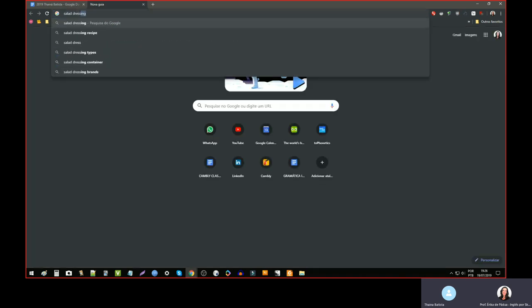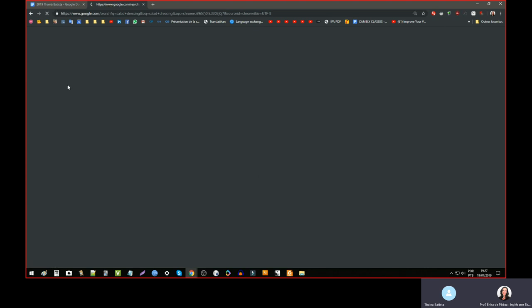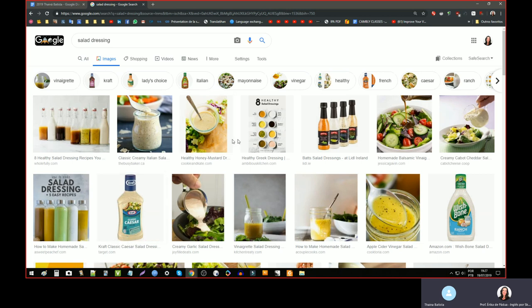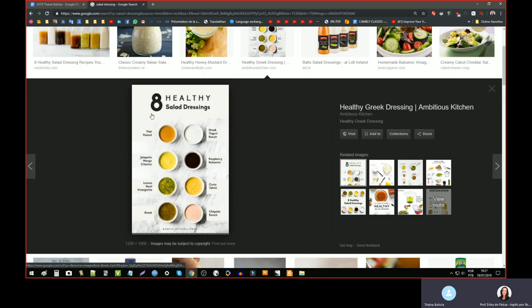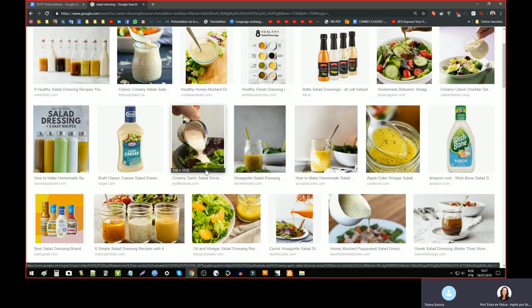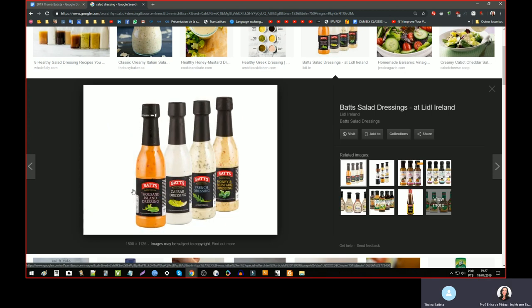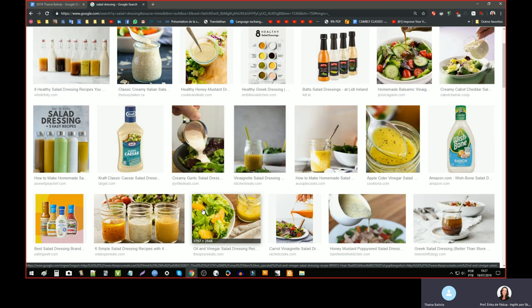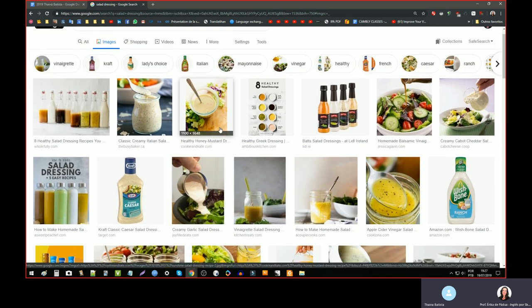Salad dressing is not just oil and vinegar. That's the basic thing we put on a salad, but you can make many combinations. These are, for example, 8 healthy salad dressings. And then you can add a lot of stuff like yogurt, balsamic, tahini, and so on. They are liquid, right? So we don't call this sauce, because in Portuguese we say molho de salada, but in English it's dressing, right?